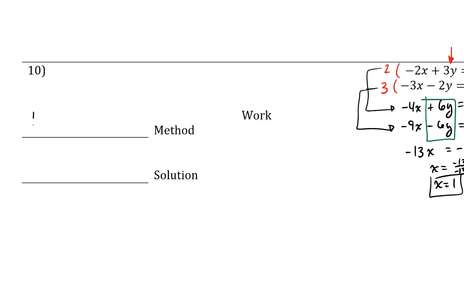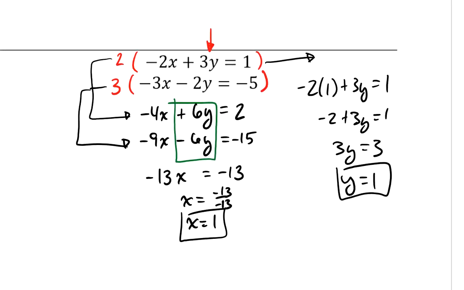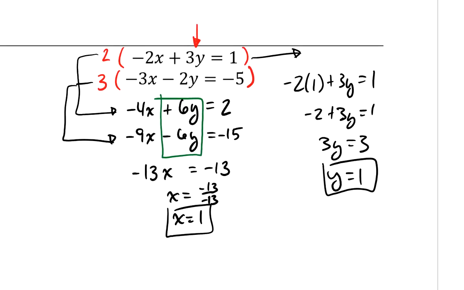And I use the elimination method. And the solution is 1 comma 1. So I'll just leave this here. You can pause and take a look at the work again and perhaps find what happened with your solution.